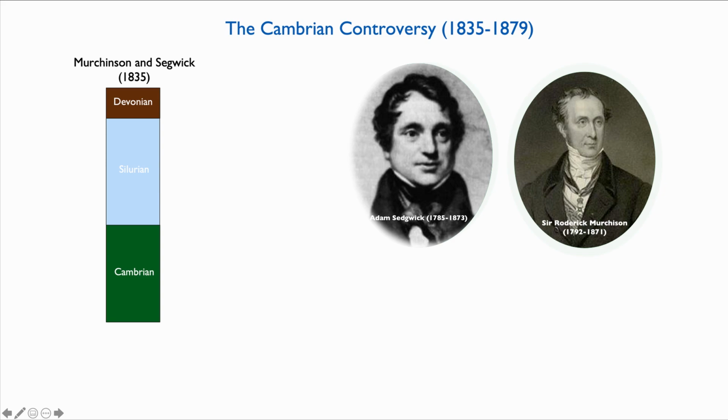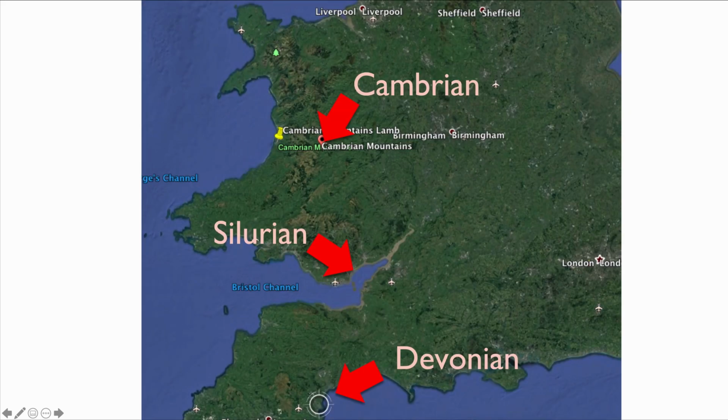But a problem was brewing, because if you think about it, what these guys had done is they had taken stratotypes or sections in three different locations that are quite far apart from one another.